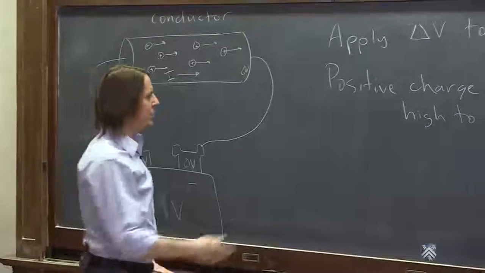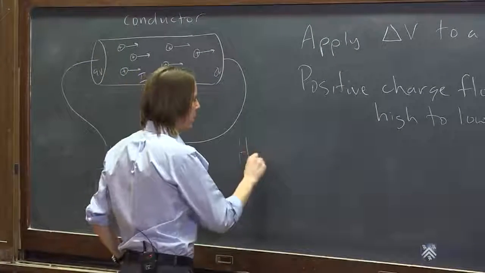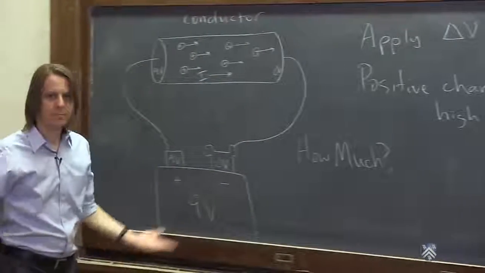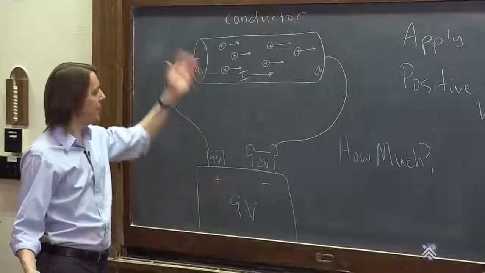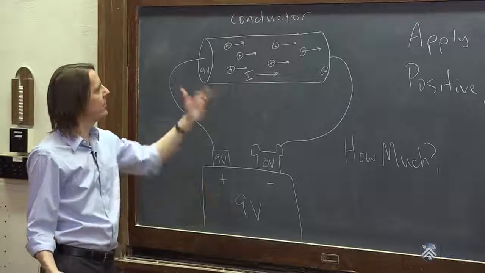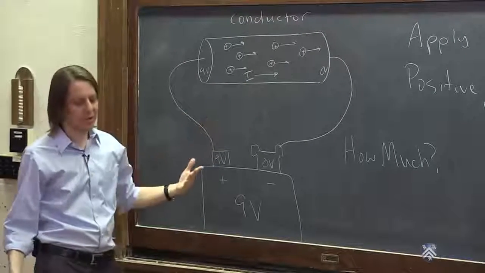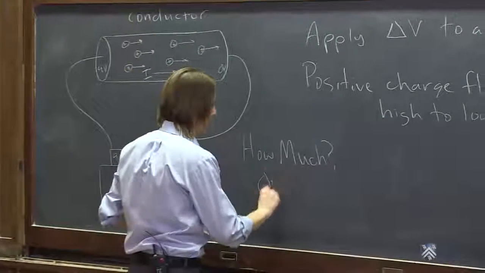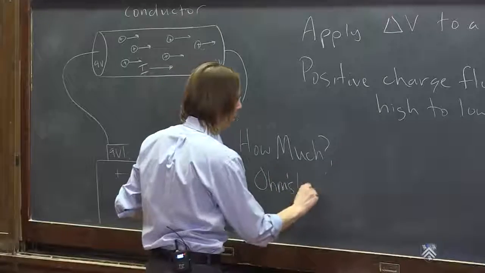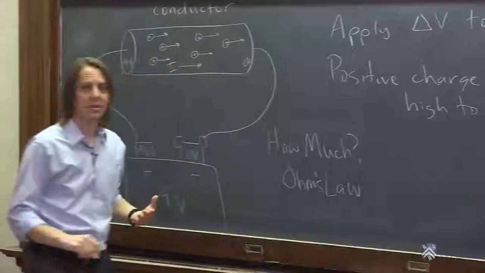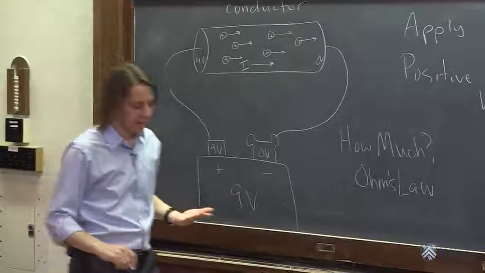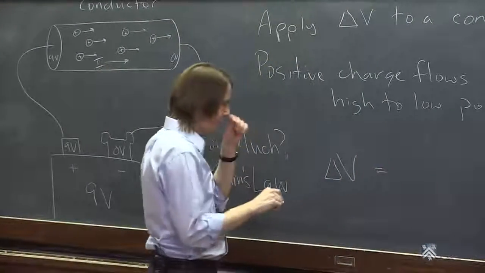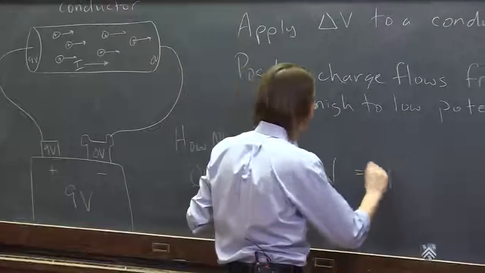And then the final question would be, how much do you get? Do you get an amp, 10 amps, 20 amps? If you have 9 volts here and you've got a piece of conductor there, how much current does it cause to flow? And the answer is Ohm's law. Ohm's law is an equation that tells you how much you get. If you apply a potential difference, delta V, you get a current.